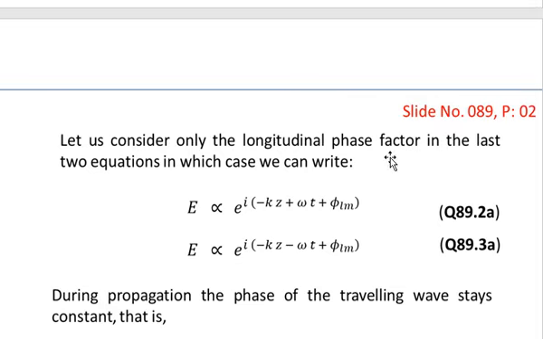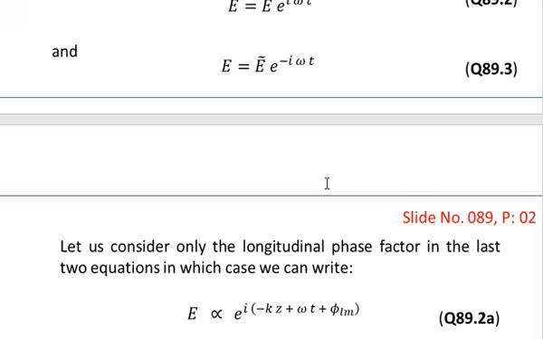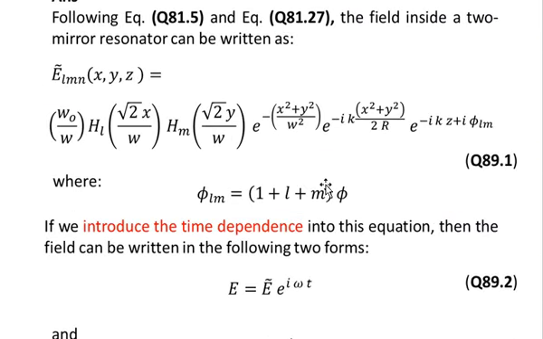Let us consider only the longitudinal phase factor in the last two equations. So you see that this term, which is e to the power minus iota kz plus iota phi LM, we have declared as the longitudinal phase term. And this term has been explained in slide number 81. So I am not going to do any discussion on that one.